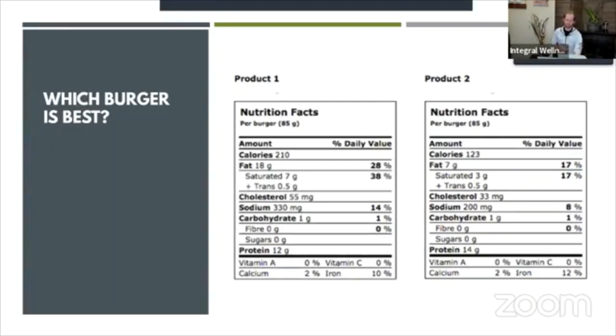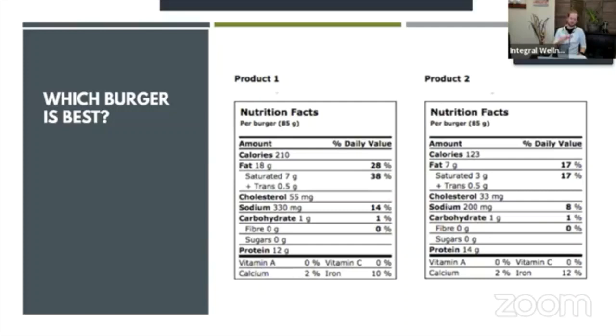Now, if we look down to fats, right? So again, that 15%, both of them are over the 15%, but it is a burger. So usually processed meat like that does have pretty high fats. So burger 2 has 17% saturated fats. Burger 1 has 28% and 38% saturated fats. That is very high. Like we were saying, anything over 15 is high. This is a little bit more than double that.